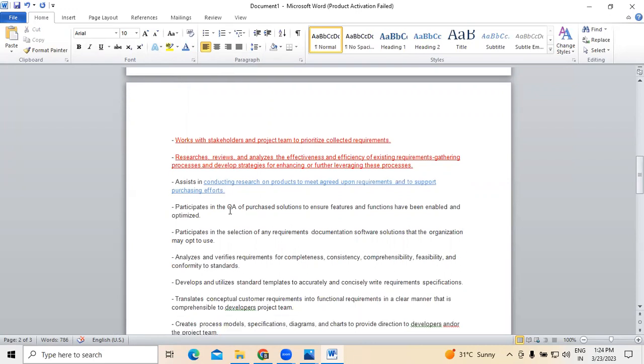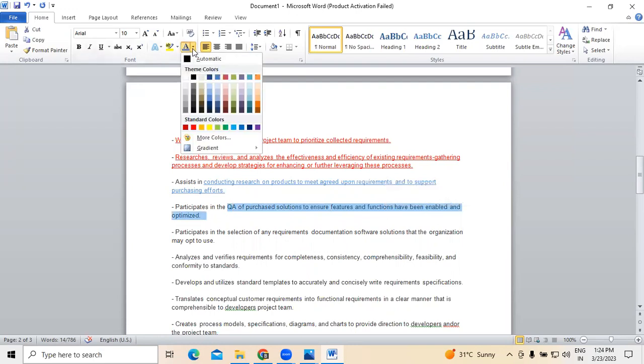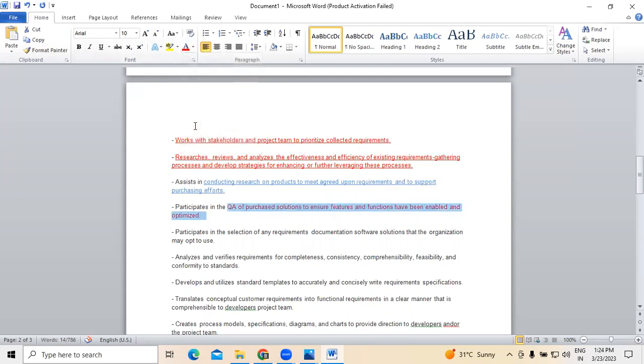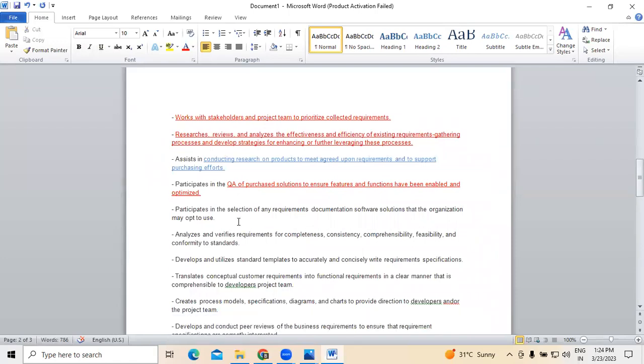Next, participating in QA for purchased solutions and all. I can say sometimes nowadays it is becoming common. Knowledge of QA, quality analysis knowledge. I'm saying knowledge, right? I'm not saying expertise. It's becoming mandatory slowly, depending on the requirements as well as the organization's needs. So I'm mentioning it in red color, right?